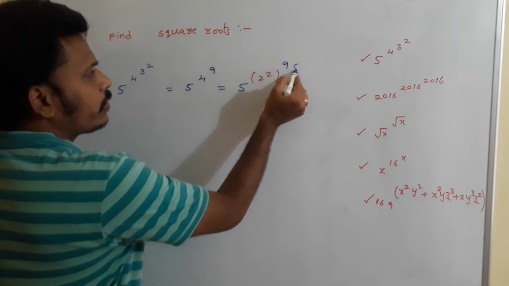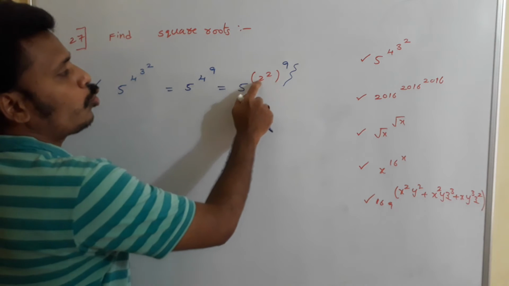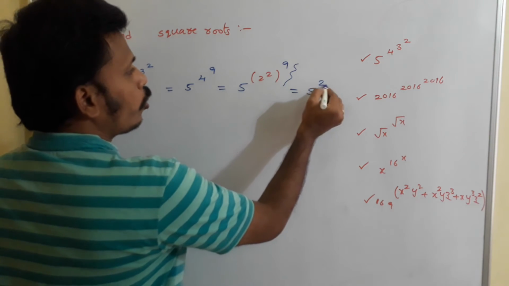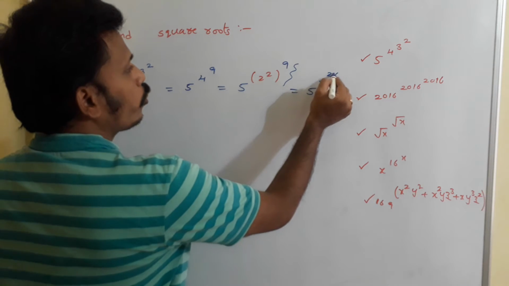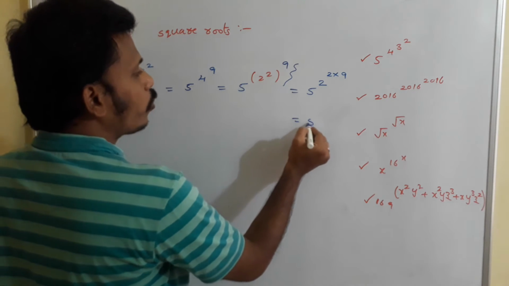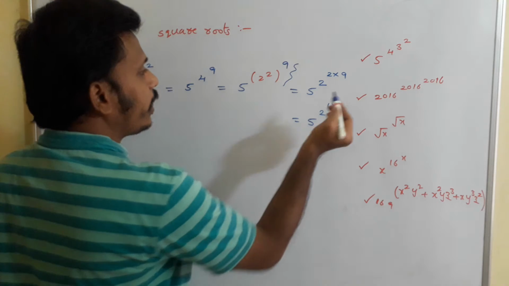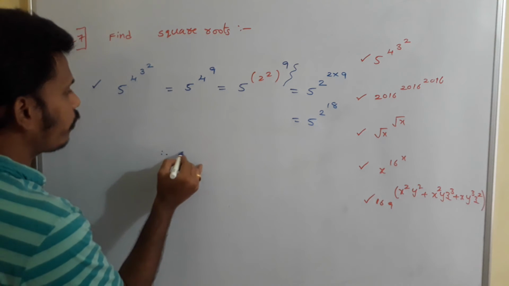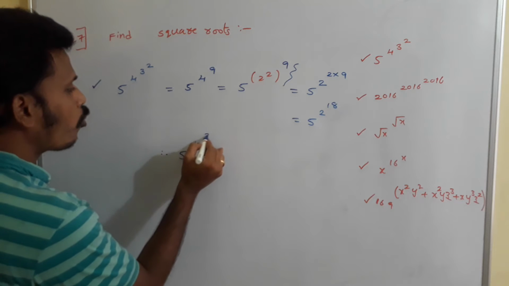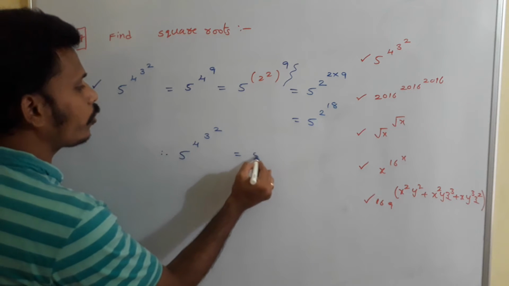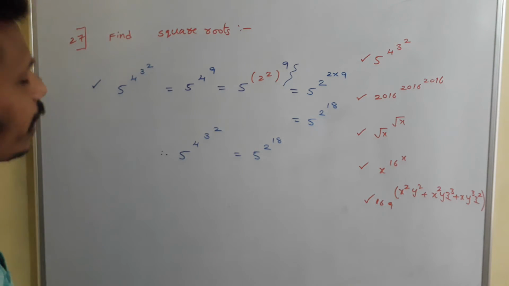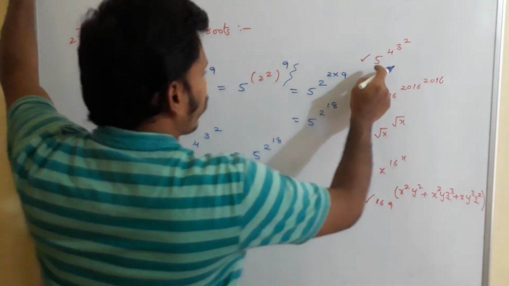And see, just think about this part. 2 power 9, which in turn is nothing but 5 power 2 power, you need to multiply these two, 2 into 9, and that is equals to 5 power 2 power 18. So finally, from this simplification we have 5 power 4 power 3 power 2 is equals to 5 power 2 power 18. That's it. But our target is to find the square root for this.